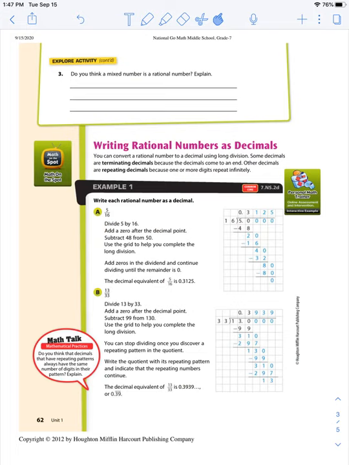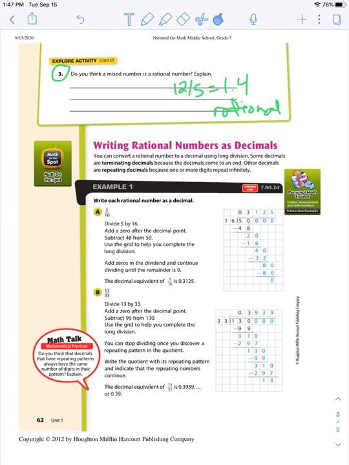All right, and then before we get into this next example, let's look at 3 up here. Do you think a mixed number is a rational number? That was like our example 12/5, which was 1.4. That is rational. Mixed numbers are still a fraction. They are rational. All right, so this next part we're actually going to skip over.